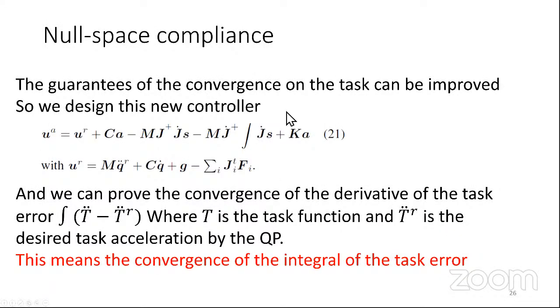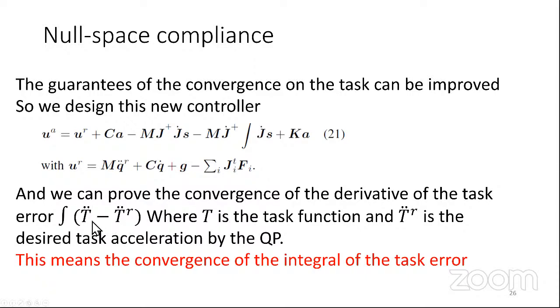So the guarantees of convergence of the task can be improved just by changing a little bit the integral term. So instead of having just the integral term like this, we add also some terms that are related to the specific task that we want to achieve. By doing that, we can guarantee the convergence of the integral of the acceleration error of the task.